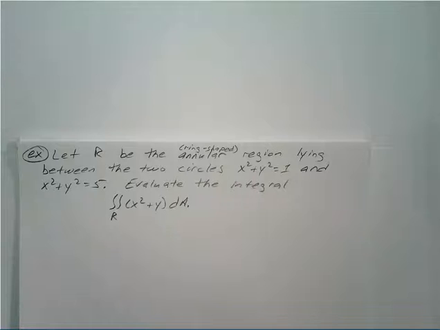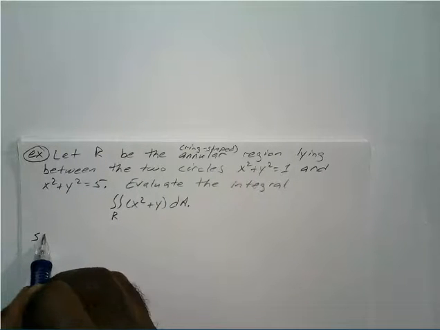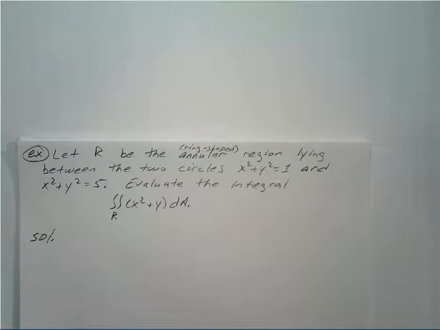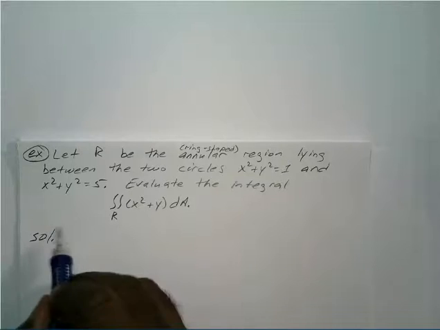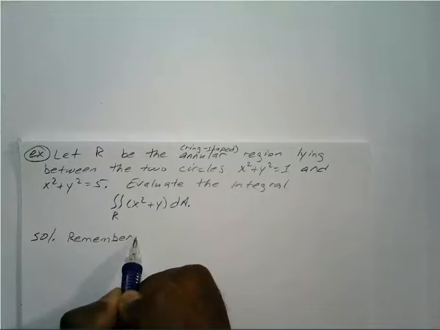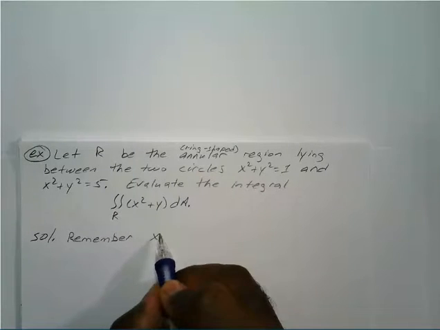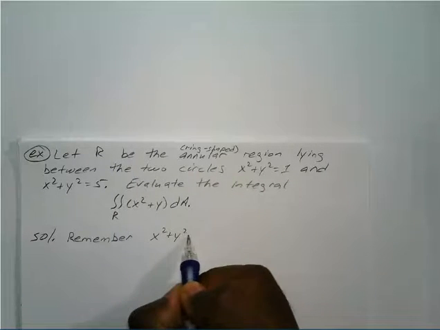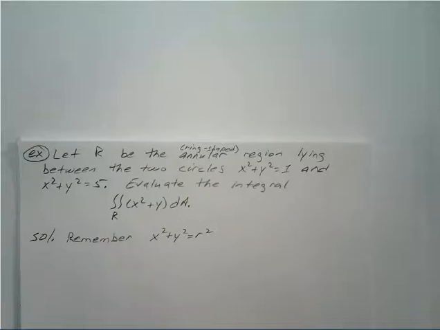Alright. Now once again, it looks like they didn't really give us enough to work with. It looks like they left out a bunch of stuff. They really didn't leave out a bunch of stuff. You just have to know how to find it, where to look. Okay, so if you remember, that x squared plus y squared equals r squared.